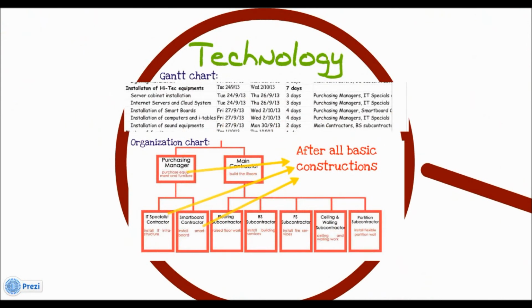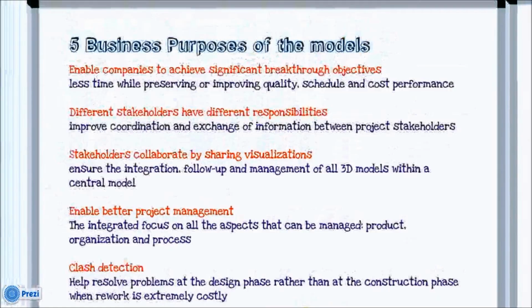Lastly, for the functional objective of technology, we have allowed the installation of the Internet and cloud system to be done during the same period of time. This is to help facilitate each other's work. The installation of computers and iTable will also be done in parallel to ensure the coordination of all systems mentioned in the Gantt chart.